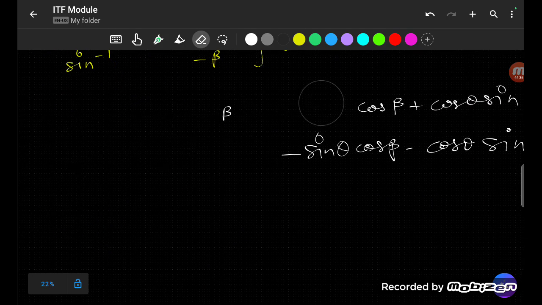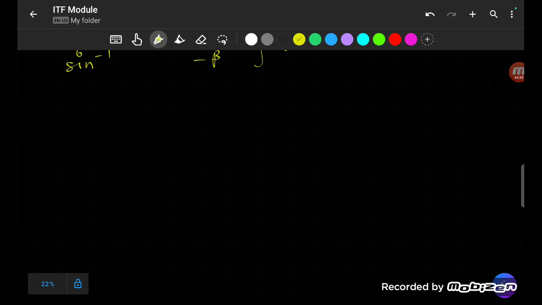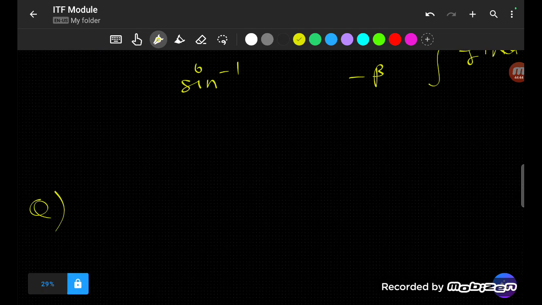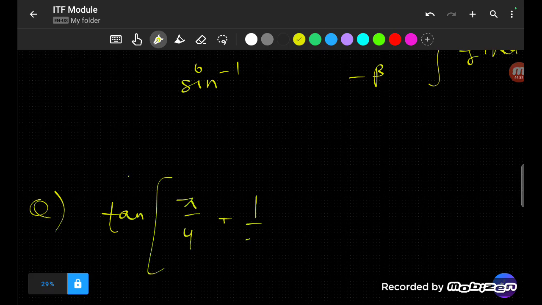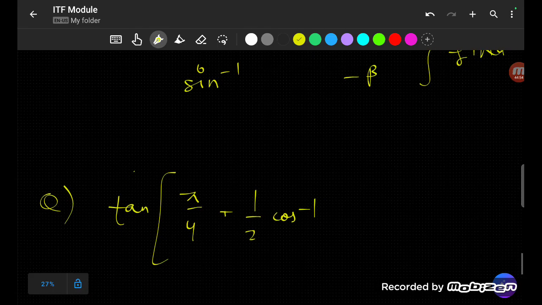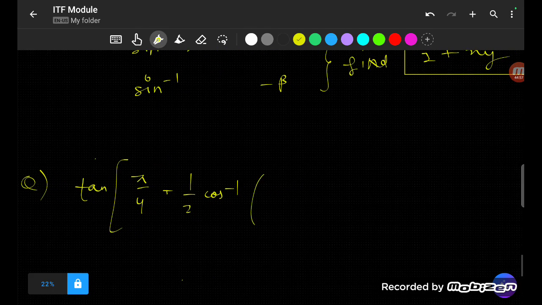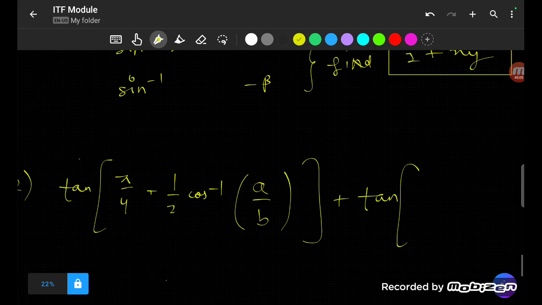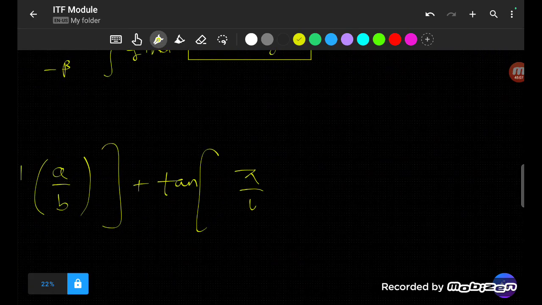To clear out space, it's time for a big one, baby. Now we have a question, which is tan of pi by 4 plus half cos inverse A by B, plus tan of pi by 4 minus half cos inverse A by B.